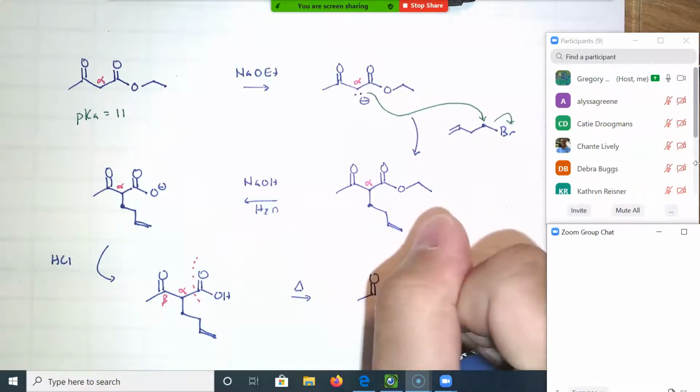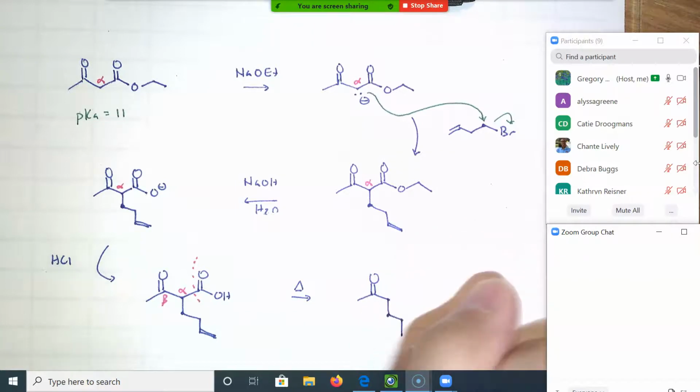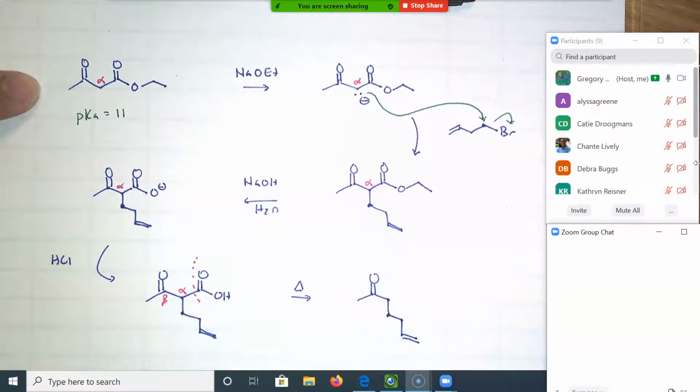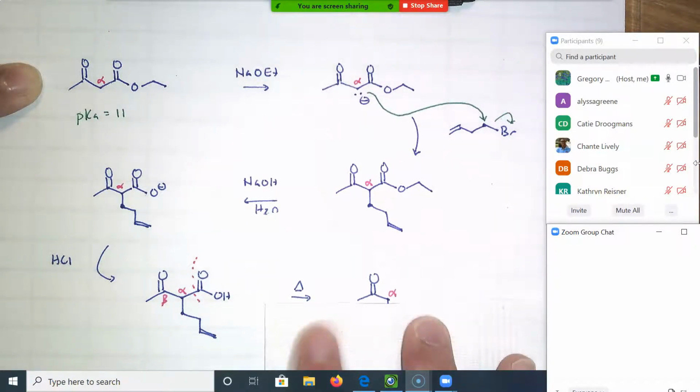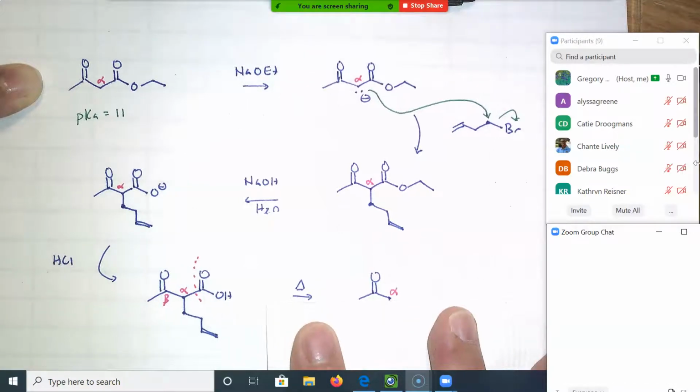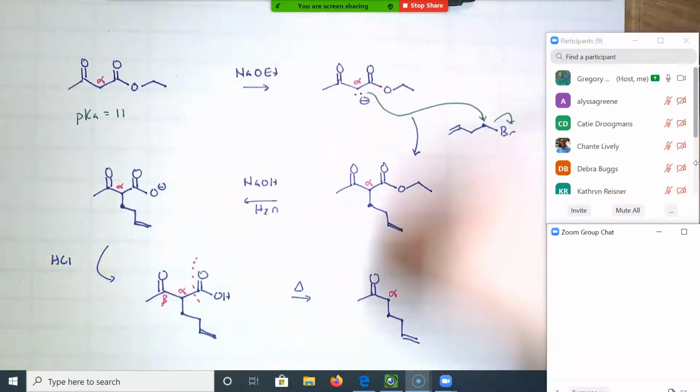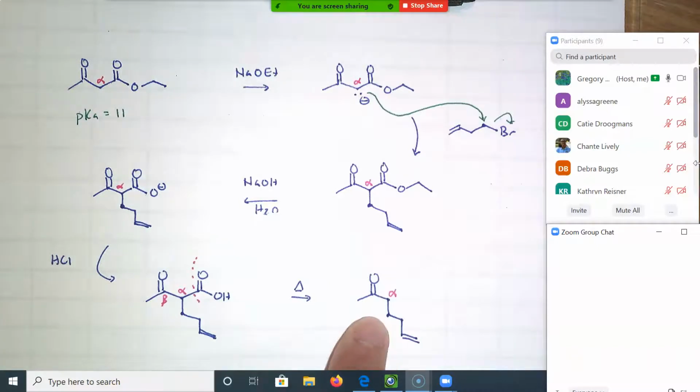So again, what is weird about this is out of this molecule right here at the very beginning, the only atoms I keep are right those atoms right there. That's weird. Okay. Well, to me, it's weird. It seems like it's kind of wasteful. But the fact is, we were able to alkylate at the alpha carbon with very benign chemicals.